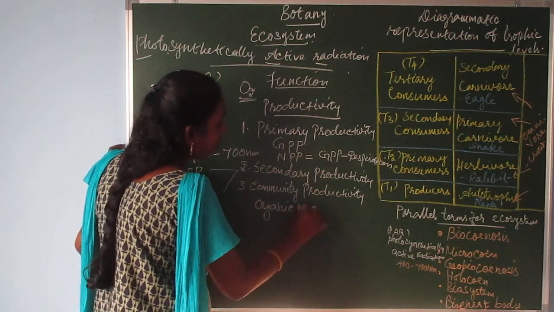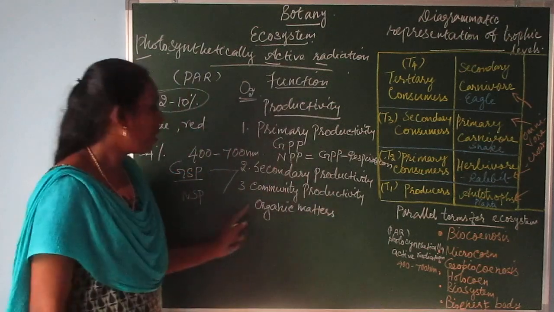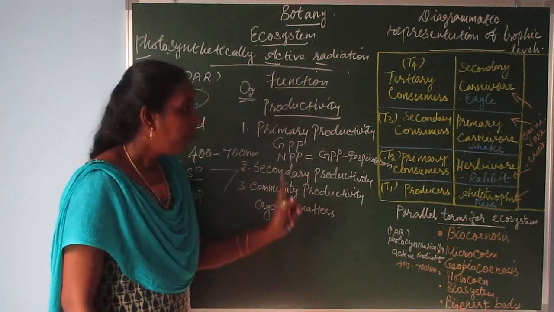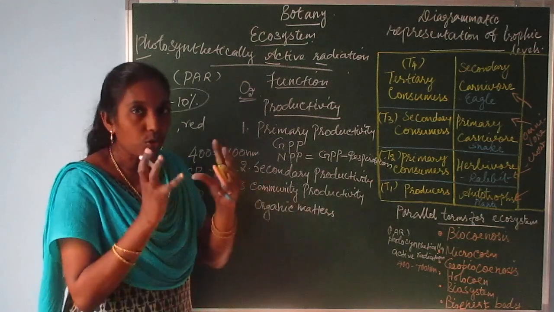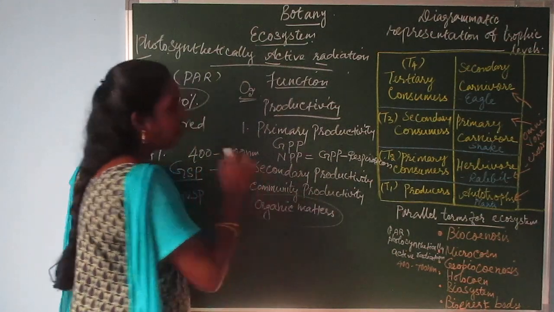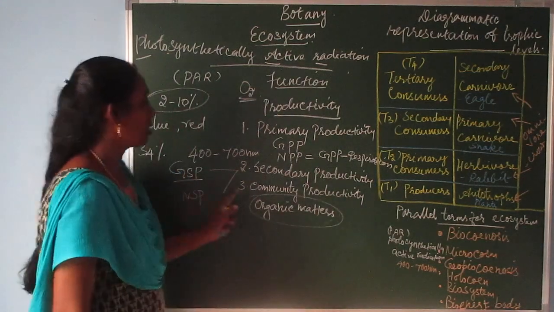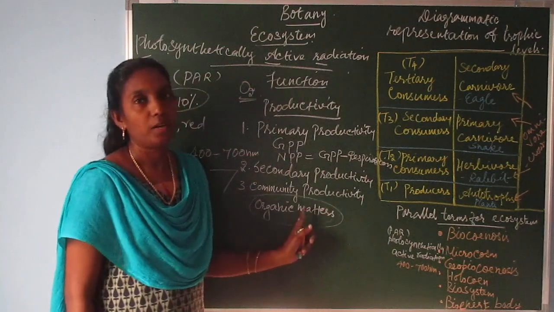Net synthesis of organic matters by a group of plants per unit area. By a group of plants per unit area, there is a production or synthesis of organic matters. This is called community productivity.